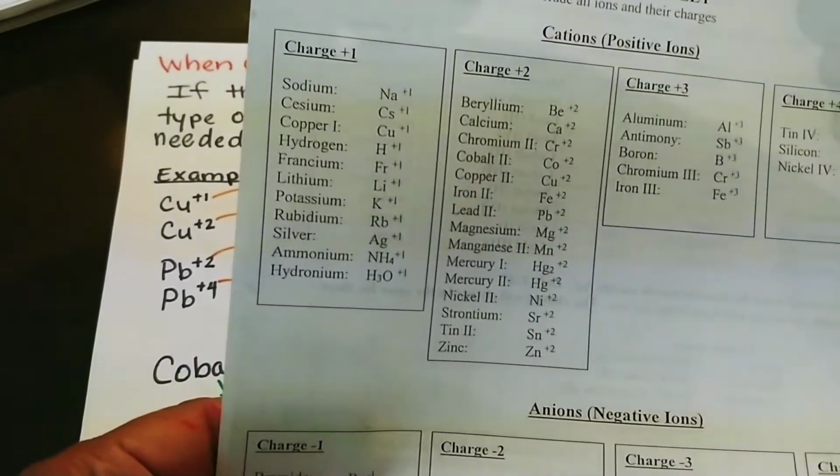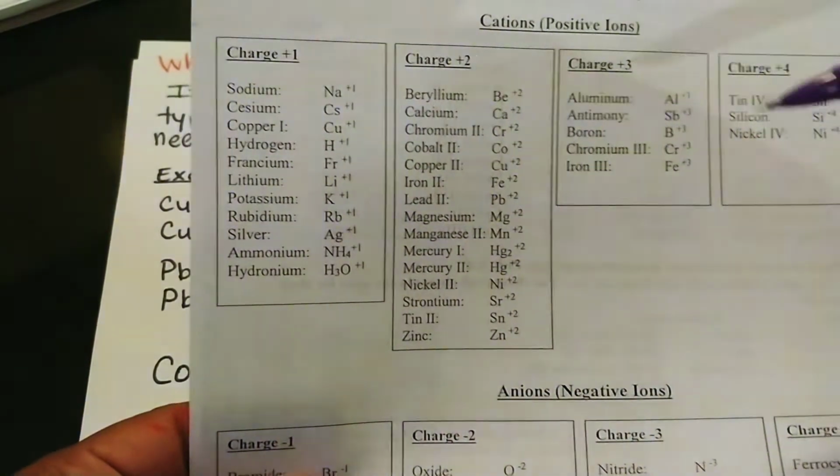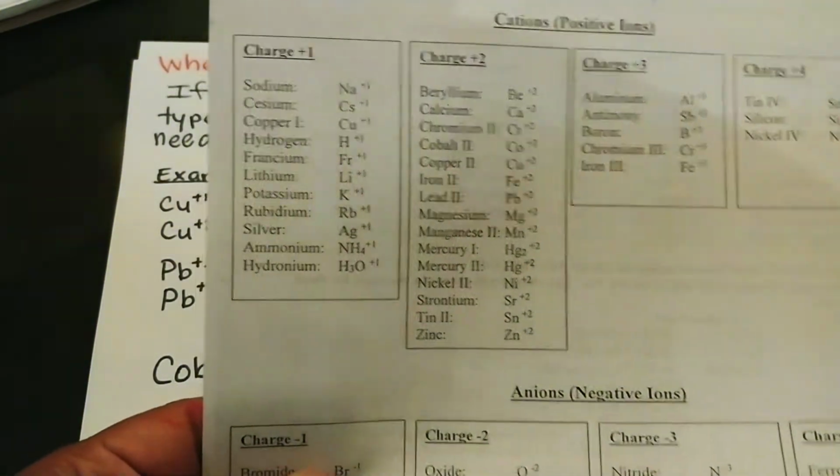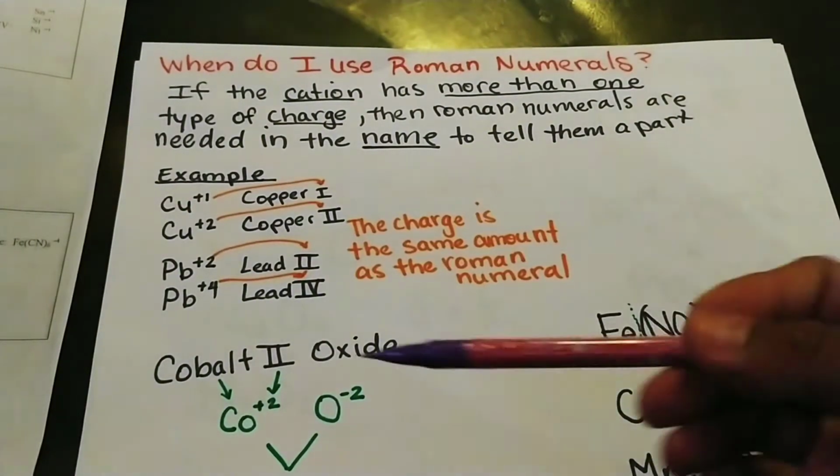Cesium doesn't need a Roman numeral. Beryllium, calcium. Okay, those are group 1, group 2. They're not within the transition, so they're good to go with just the first name.